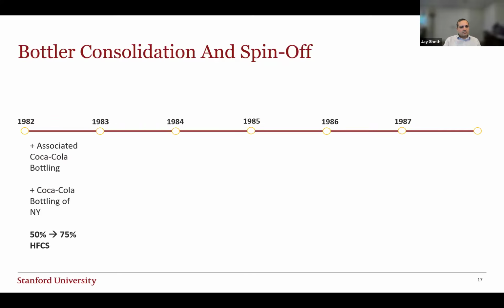In '83, they spun off Coca-Cola Bottling of New York. In '84, they bought some more bottlers, and they finally allowed bottlers to go to 100% high fructose corn syrup, which is why today in the US, when you buy Coca-Cola, it's sweetened with high fructose corn syrup. If you go to some of these restaurants or stores like Costco, they sell Mexican Coca-Cola, which is Coca-Cola still made with cane sugar in Mexico. So Coca-Cola is different if you buy it in different countries.